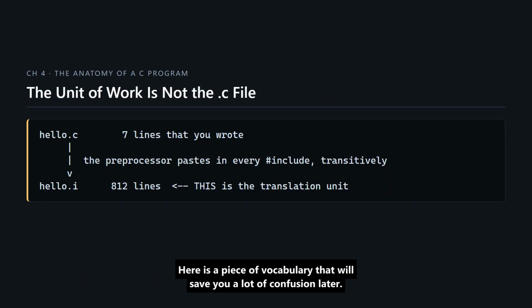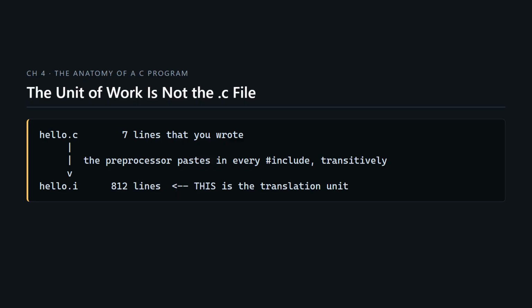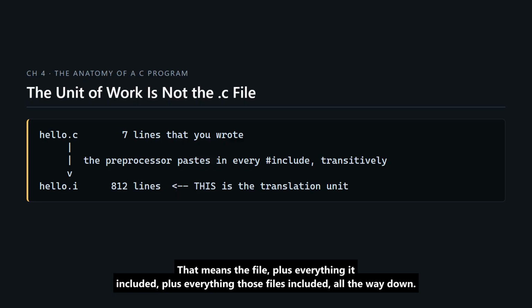Here is a piece of vocabulary that will save you a lot of confusion later. The unit the compiler actually processes is not a .c file. It is a translation unit, one .c file after preprocessing. That means the file plus everything it included, plus everything those files included, all the way down.